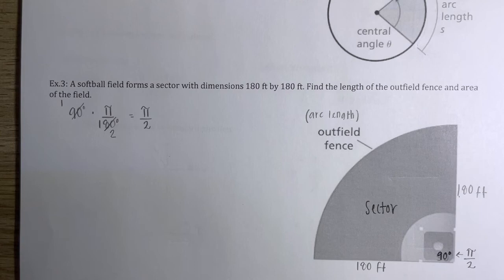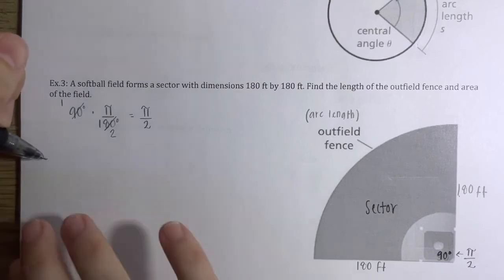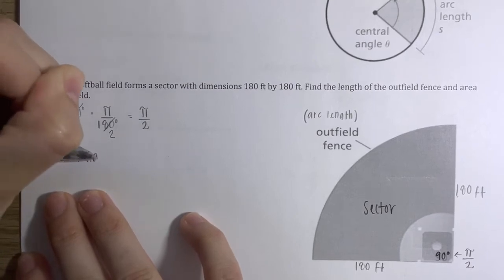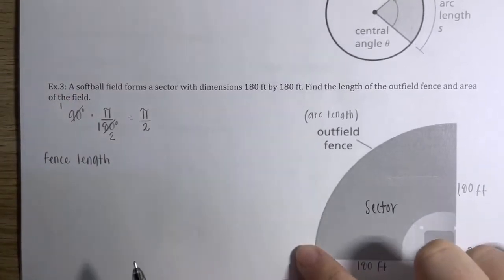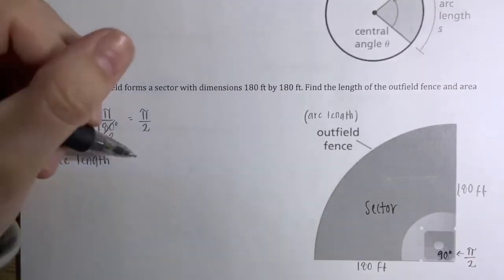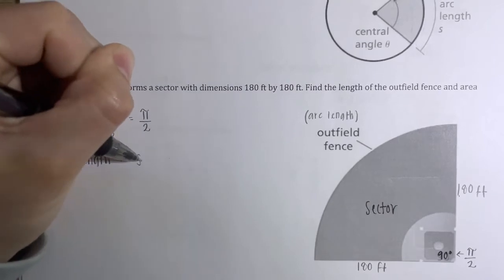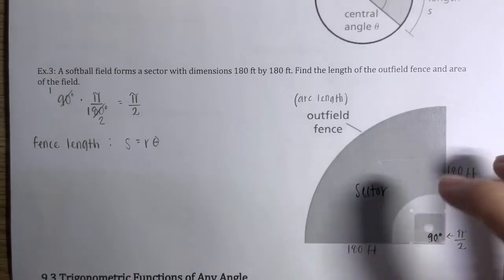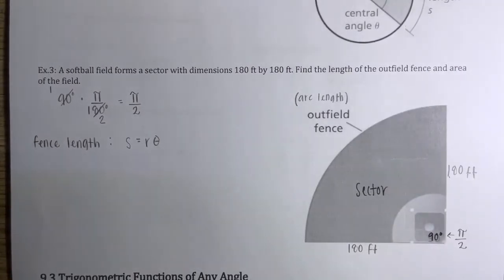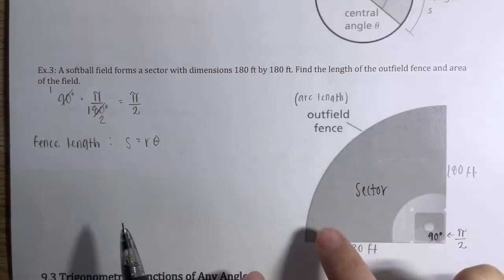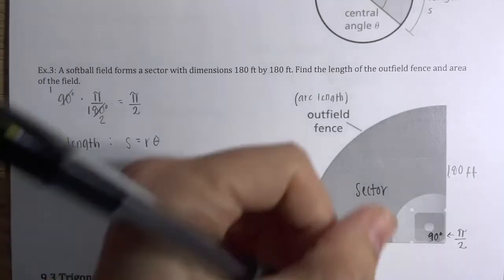So if we want to find the length of the outfield fence, the length of the outfield fence is the arc length. It's that measurement of the distance on the outside of the circle. So we're going to use the arc length formula, which is S equals R times theta. And if we think of this field as a quarter of one big circle, the radius of that circle is 180. It's going to go all the way around 180 feet. So that's our radius.